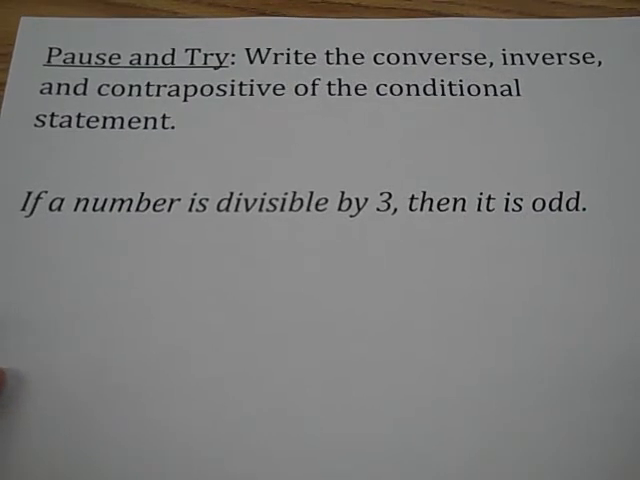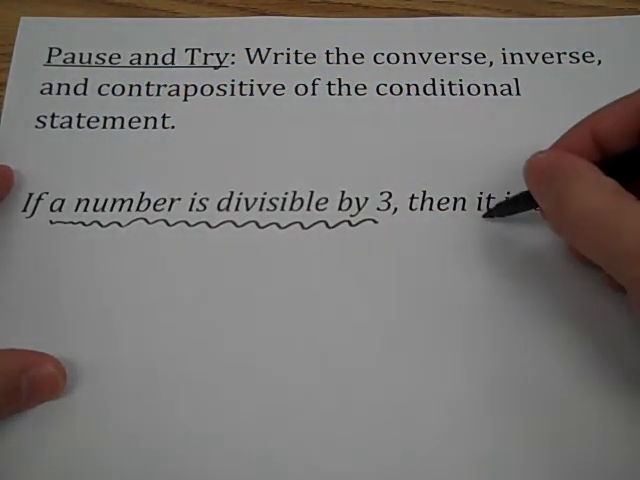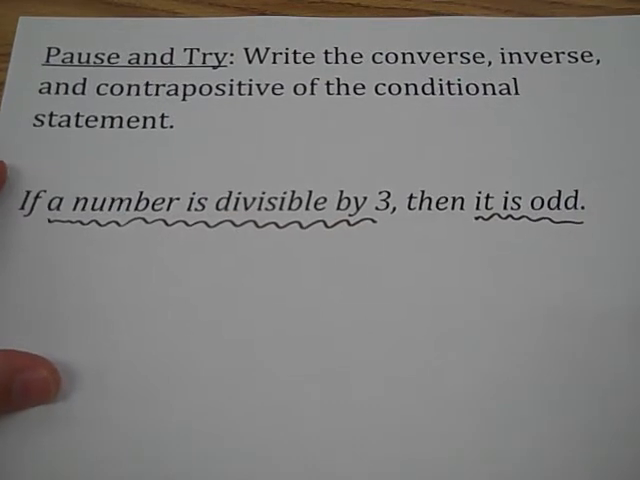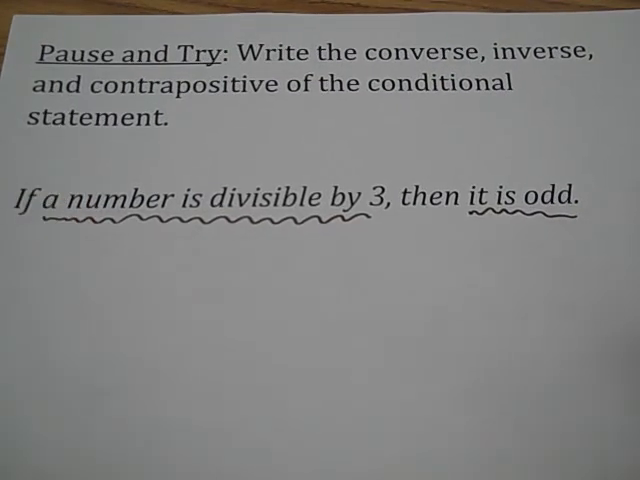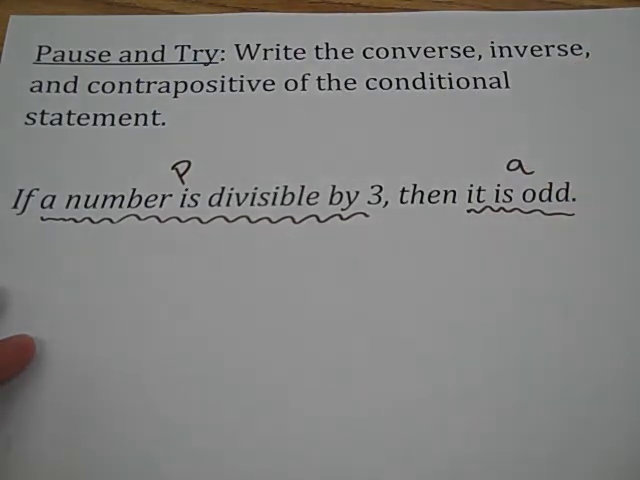So pause here. I want you to use this conditional statement: if a number is divisible by 3, then it is odd. And I want you to write the converse, write the inverse, and then write the contrapositive. So in this conditional statement, it's important to identify that a number is divisible by 3 is our hypothesis. It is odd is our conclusion. We used that earlier, drew a Venn diagram, identified the hypothesis and conclusion. So there's our P and there's our Q.